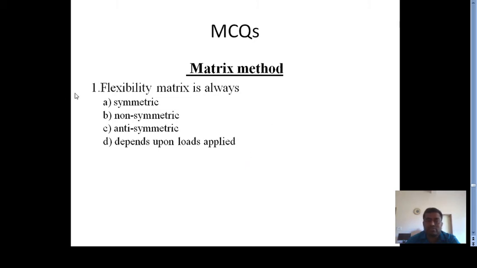What is the choice of this multiple choice question? Your flexibility matrix is normally symmetric. This is the answer, A. Why? Because there is no non-symmetric, no antisymmetric, and it does not depend on the load. Therefore your answer will be symmetric. Always the flexibility matrix will be symmetric.